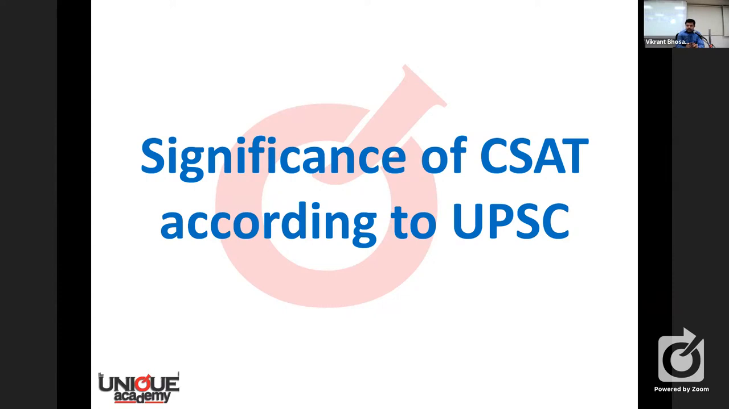Before 2011, the pattern of prelim exam was different. Do you remember what that pattern was? Before CSAT, there was one optional paper and one GS paper in prelim. Both were objective. An optional paper had almost twice the weightage of GS. And many people used to select popular options like public administration, and they had to read that subject only from one book, that is Lakshmikant's public administration. And they used to pass the prelims. That was the pattern of exam.